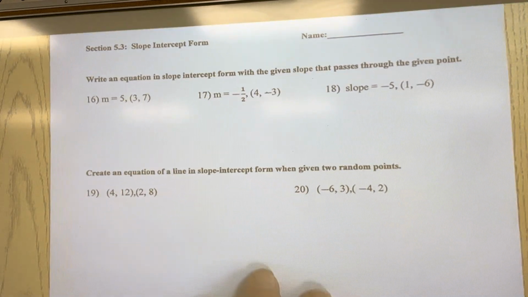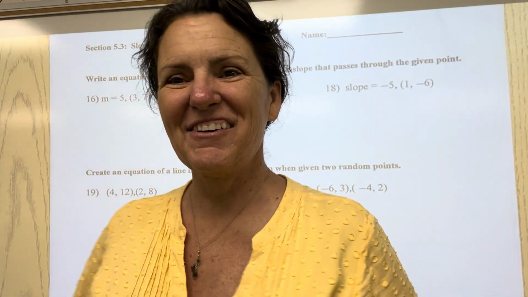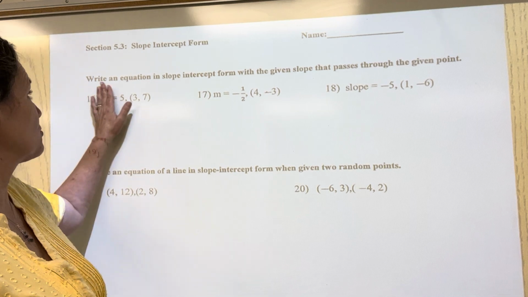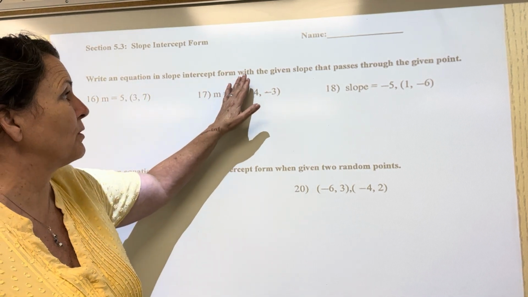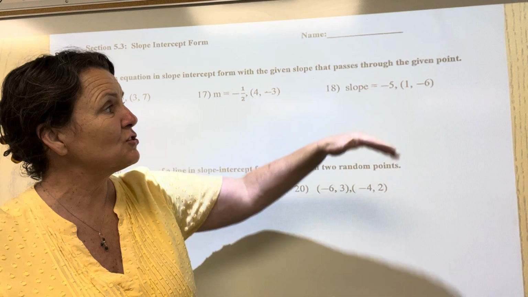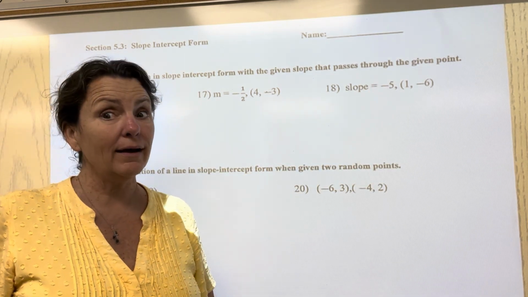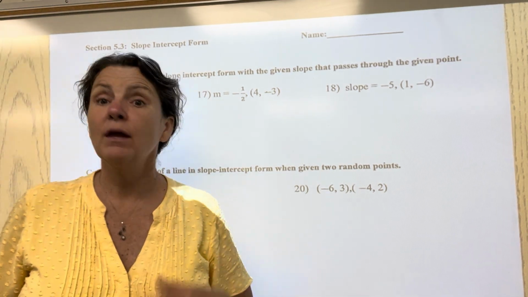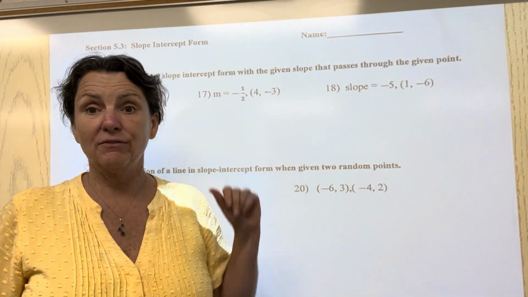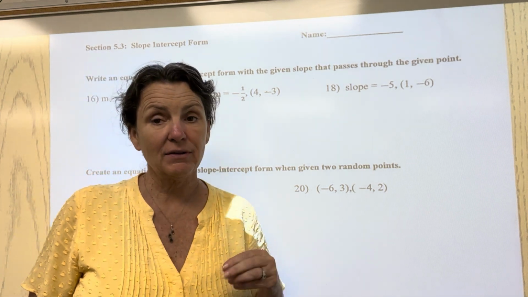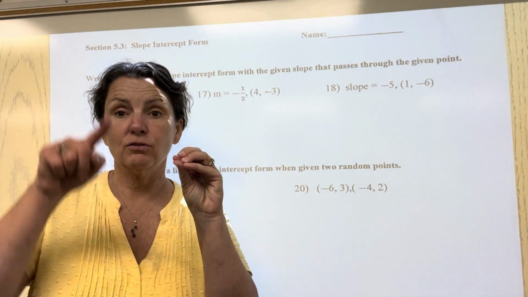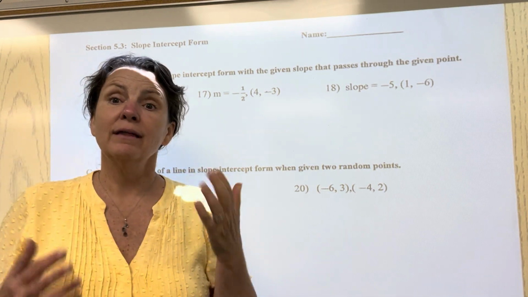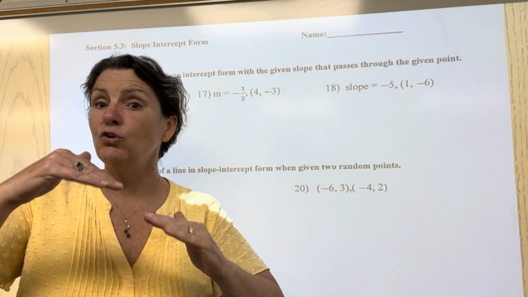So let's get started. Okay, so let's read the directions first. That's always a great place to start. So it says, write an equation in slope-intercept form with a given slope that passes through the given point. You're like, what? So let me explain. This is asking you to create a formula, y equals mx plus b, for the given information. Now the information they give us is a point and a slope. So using this point and this slope, they'd like us to figure out and create a new line.